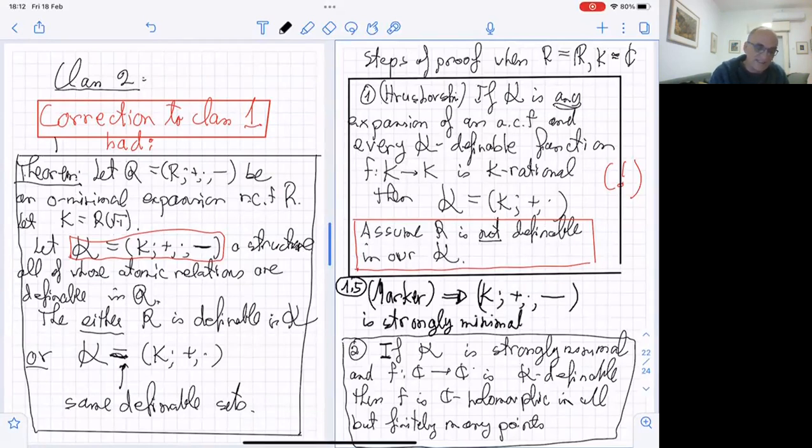And this is exactly what I took from Marker. He did things over the reals and semi-algebraically, but everything works in an arbitrary O-minimal structure. And I think it's a very beautiful argument, a definability argument. You don't need to know much model theory except basic definability. And this is what I wrote down as problem set 1.